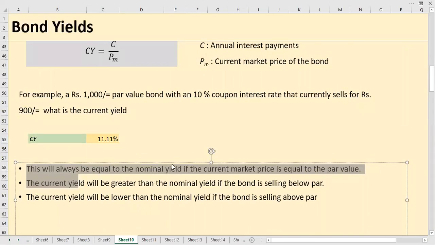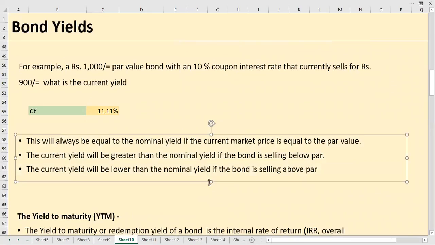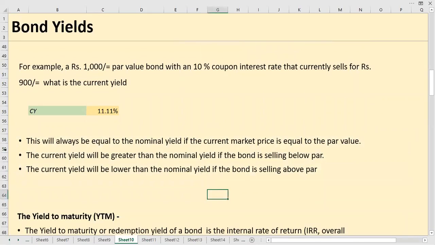This will always be equal to the nominal yield if the current market price is equal to the par value. The current yield will be greater than the nominal yield when the bond is selling below par. The current yield will be lower than the nominal rate if the bond is selling above par. That means if the bond is above par, in the sense that it is a premium bond, then you get a lower current yield than the nominal yield. If it is a discount bond, you get a higher current yield than the nominal yield. So that is how you differentiate between nominal yield and the current yield.